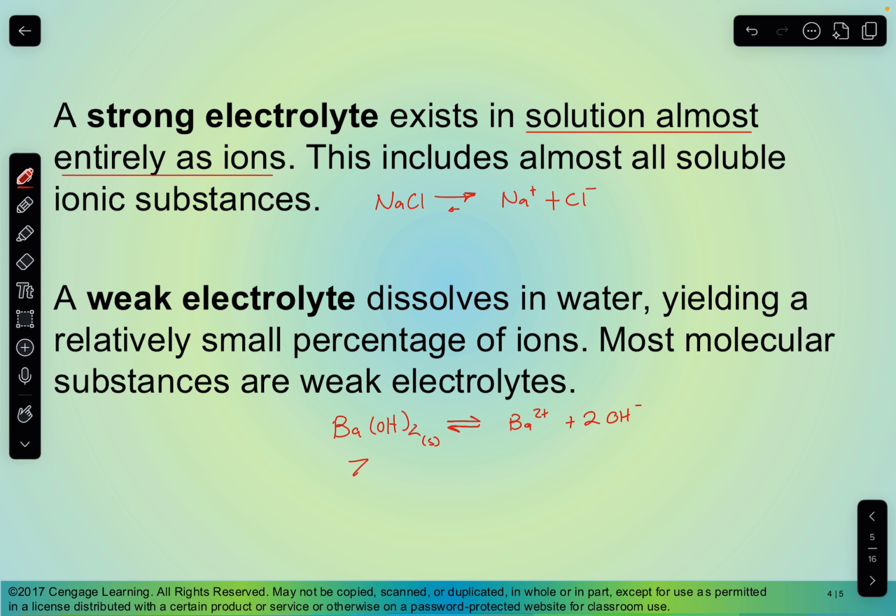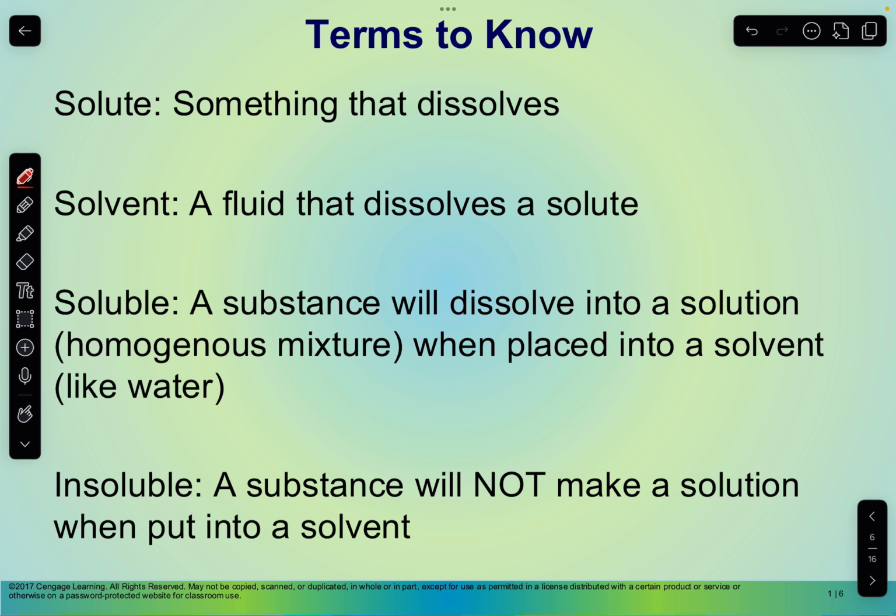It could be like 75% Ba(OH)2 and only 25% Ba2+ and OH-. Whereas this is going to be like 0.00001%, and this could be 99.9999%. So something along those lines. Okay, so these are just some words that we're going to be using, and so let's go through them.